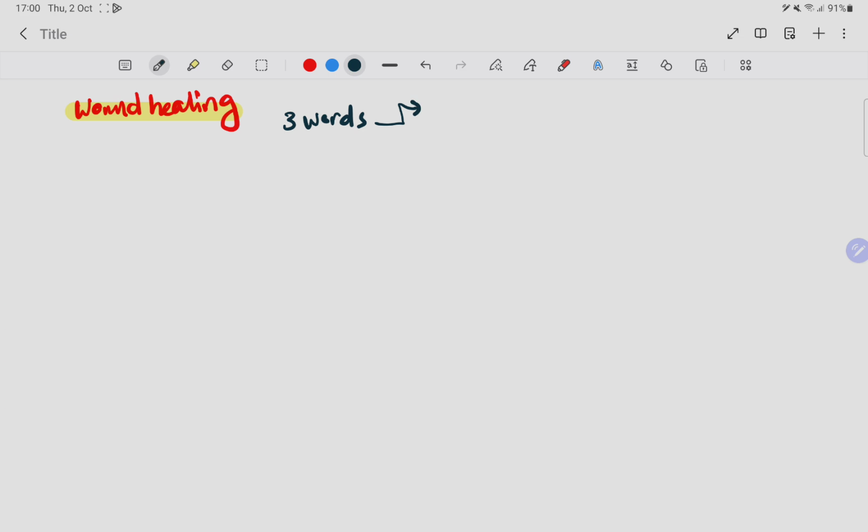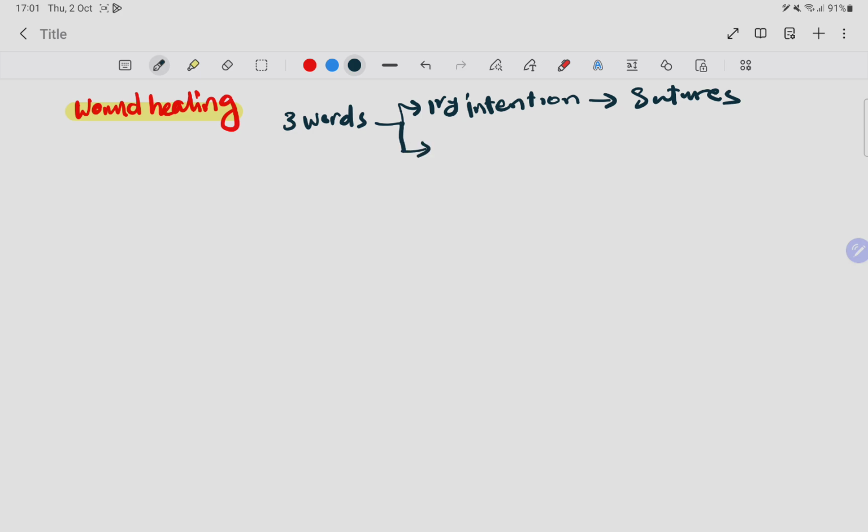Primary intention. Primary intention means there is closure by my main sutures, whereas skin edges are directly closed within hours of creation of the cut wound and approximation of the edges of the wound. Healing is normally good with minimal scar formation.